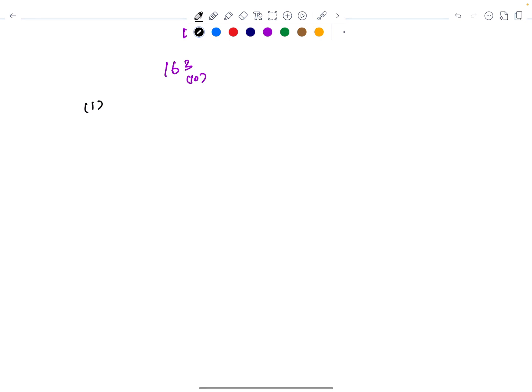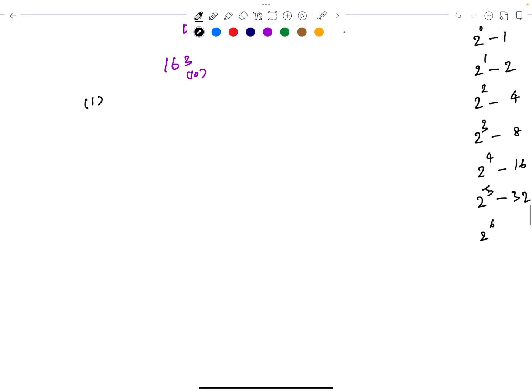We'll just have some side calculations. We need some 2 power values, okay? 2 power 0 is 1, 2 power 1 is 2, 2 power 2 is 4, 2 power 3 is 8, 2 power 4 is 16, 2 power 5 is 32, right? 2 power 6 is 64, 2 power 7 is 128, and then 2 power 8 is 256. Okay, so let's have this for our calculations.